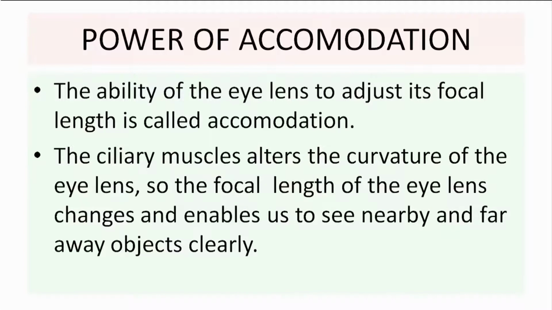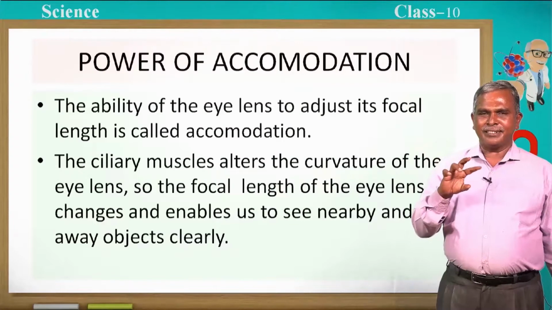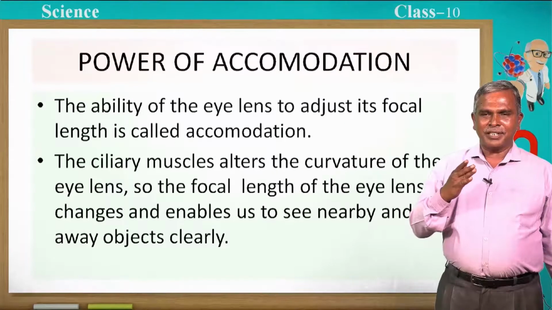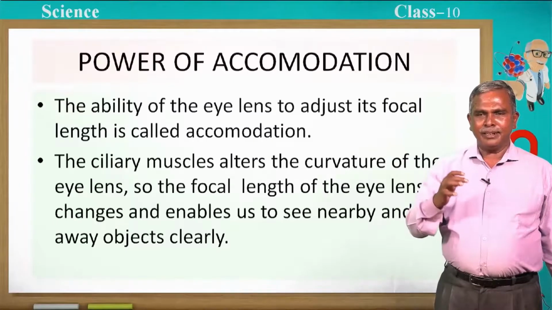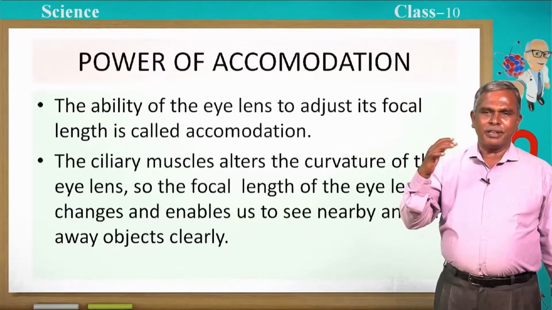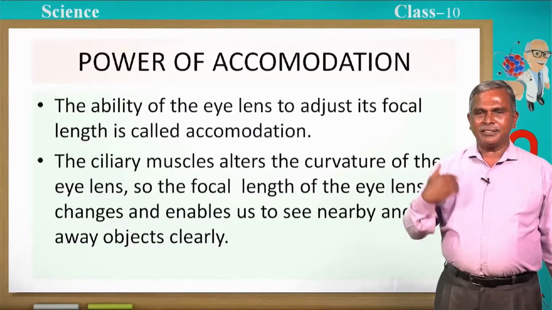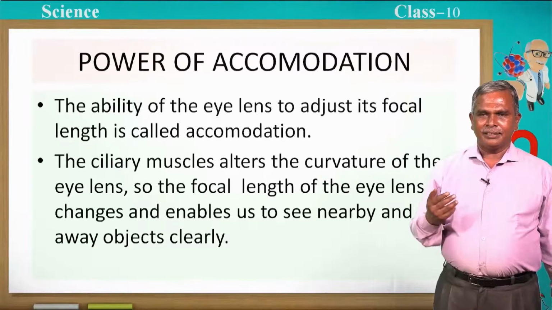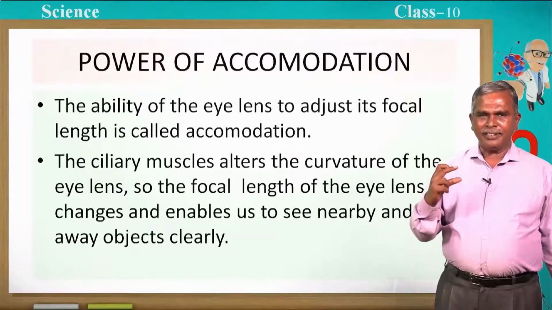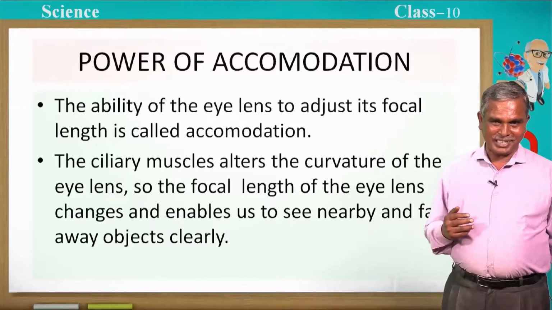So the main purpose of showing the eye lens relaxation and contraction is to explain the power of accommodation. The ability of the eye lens to adjust its focal length is called accommodation. If the objects are far away, the ciliary muscles expand and the focal length increases. Now you can see properly. If the objects are very close to our eye, the ciliary muscles contract and the focal length decreases. That is suitable for observing nearby objects.